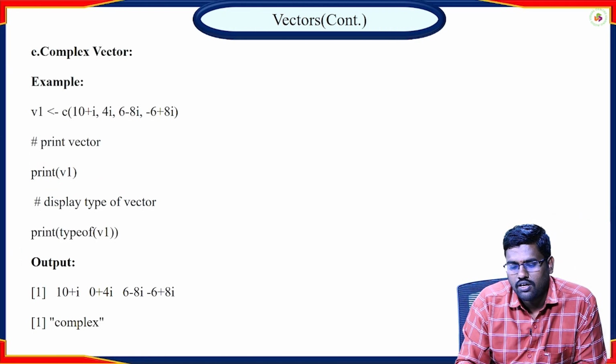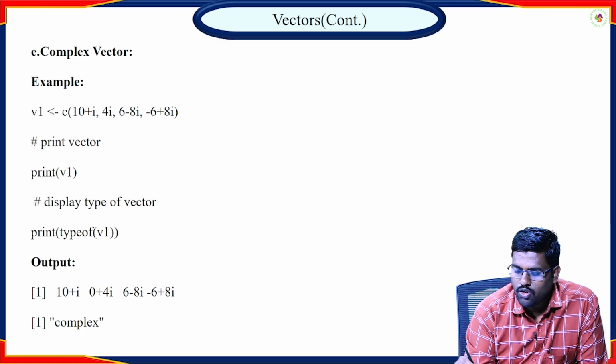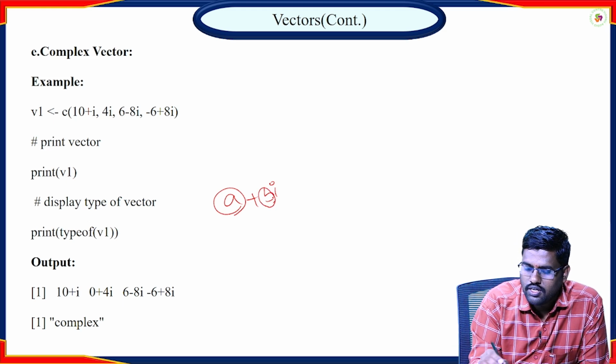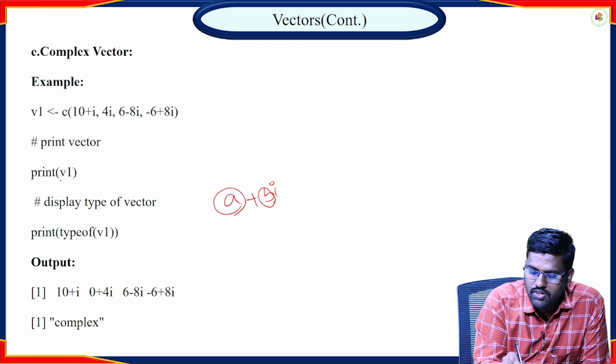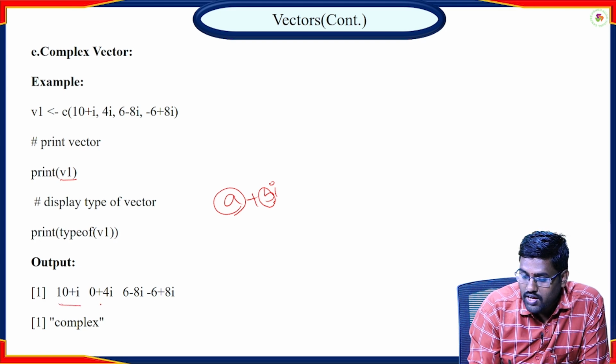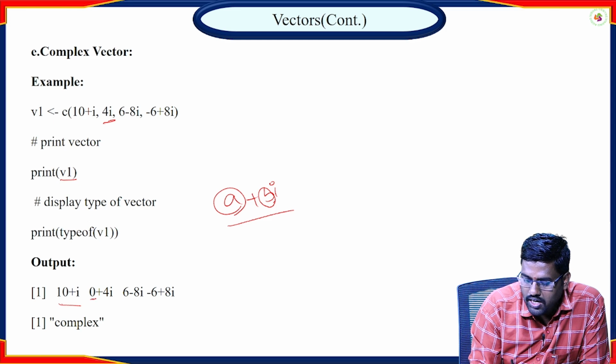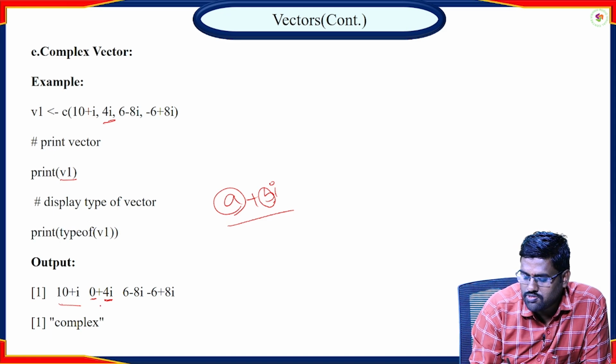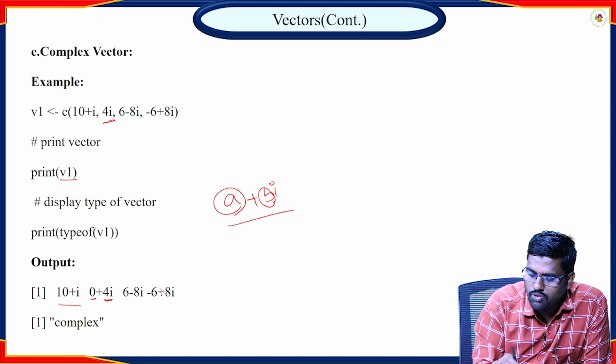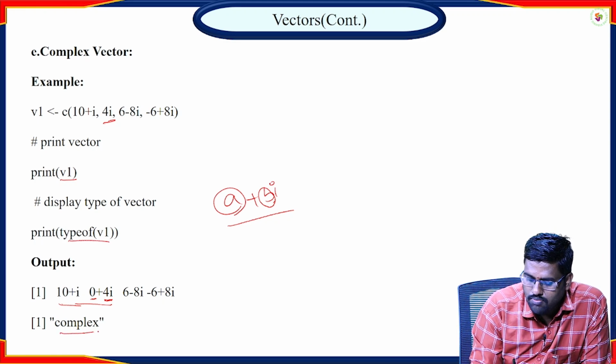Next one, complex vector. The representation for a complex vector is a plus bi, a real part plus an imaginary part. I have given the values 10 plus 4i, 6 minus 8i, minus 6 plus 8i. If I print v1, they print the values in the form of a plus bi. That's why for 4i, they take the real part as 0 and the imaginary part as 4, so 0 plus 4i. If you add or remove 0, there is no change. So print of v1 prints the values like this, and typeof v1 says these values belong to complex data type.